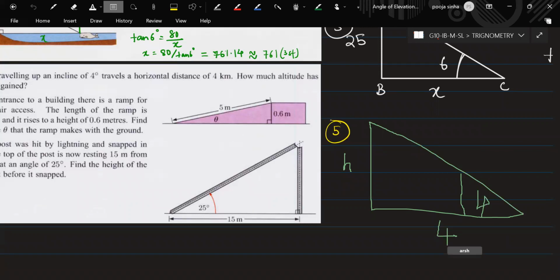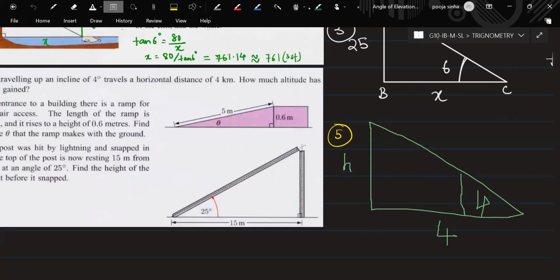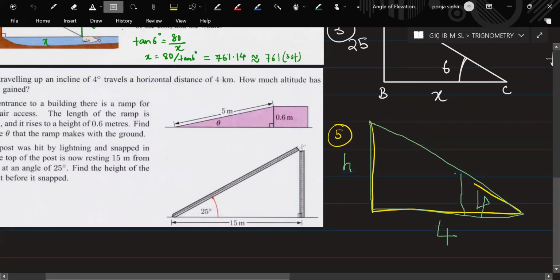Yeah, so you will use tan again. So we have tan 4 equals h upon 4, and from there 4 times tan 4 equals h. Okay.